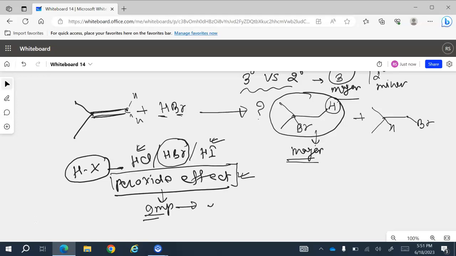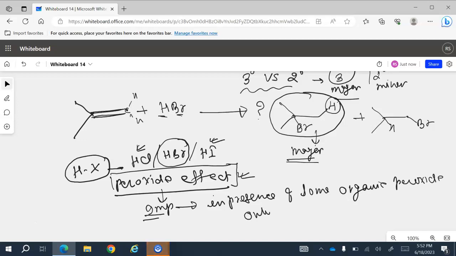Peroxide effect means in the presence of some organic peroxide, and only for the addition of HBr. These are the two points that you need to understand. Again, for HCl and HI, the peroxide effect does not apply. It applies only for HBr and only in the presence of organic peroxide.